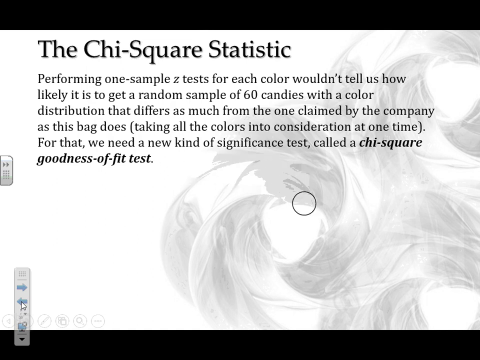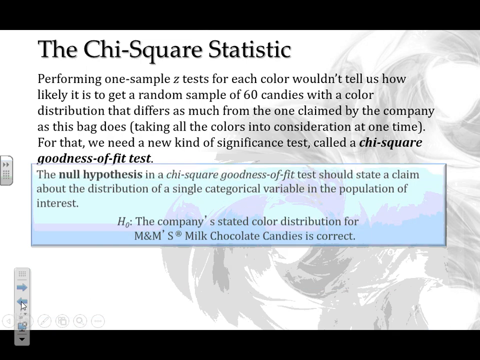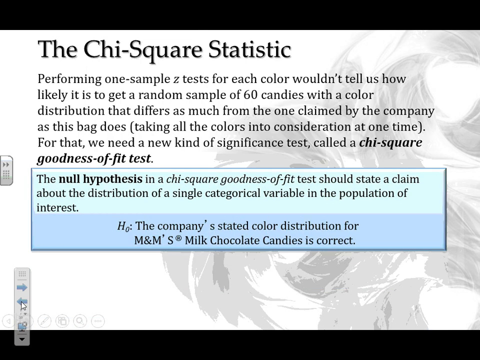Now, with the chi-square goodness of fit test, just like any other hypothesis test we've run until now, we have to have hypotheses. So the null hypothesis in a goodness of fit test will always be that the reported distribution is correct.